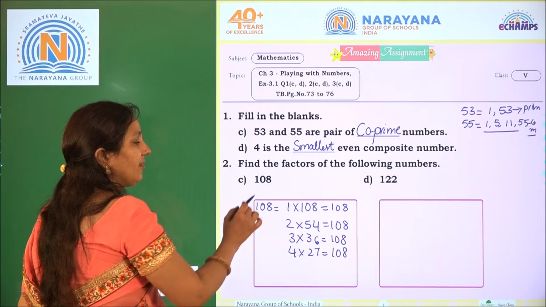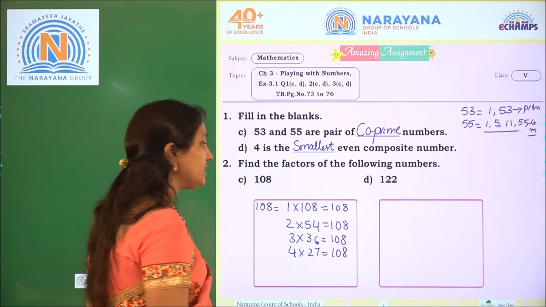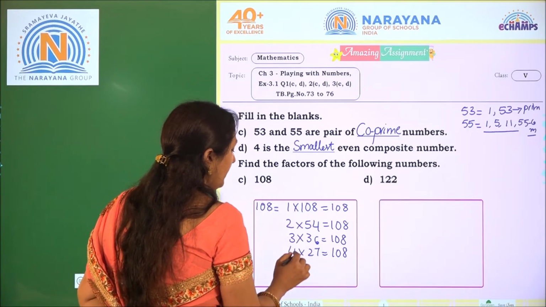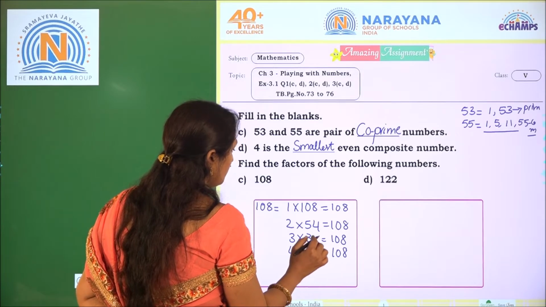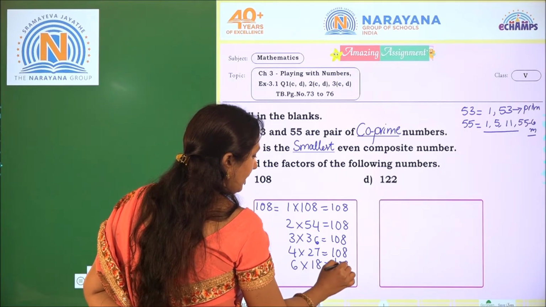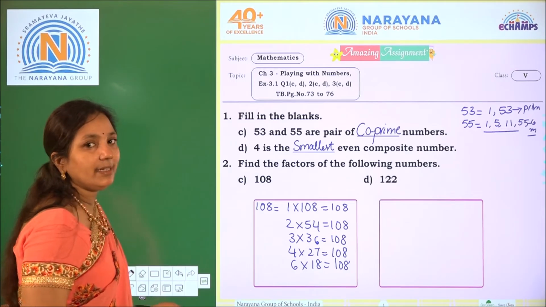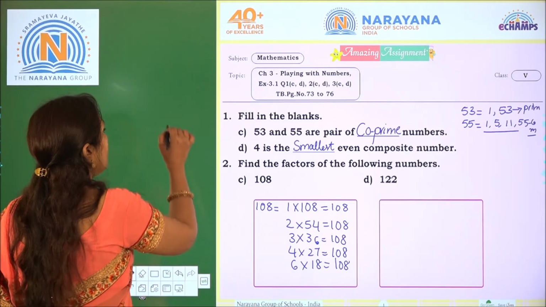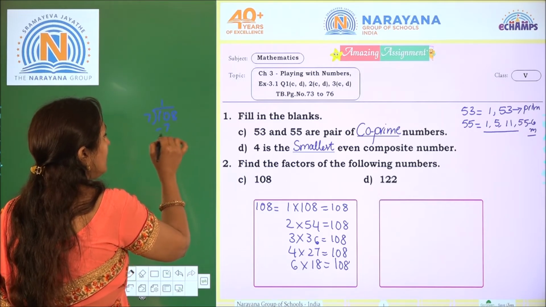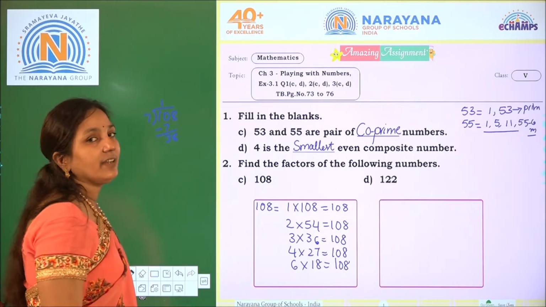Now coming to 5, 5 does not divide 108. Coming to 6, 6 will divide: 18 6s are 108. Coming to 7, is 108 divisible by 7? Check it. 1 time 7, then 38. 38 is not there in the 7 table, so 7 will not divide.